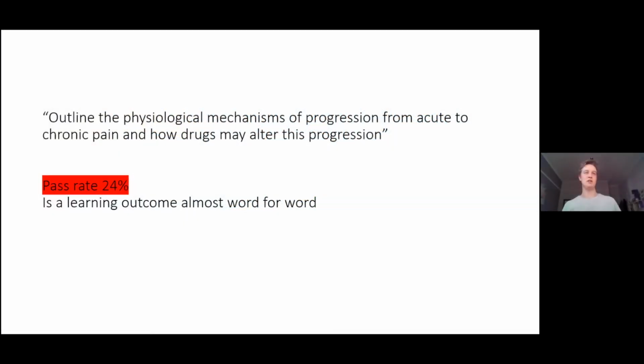So this next question is: outline the physiological mechanisms of the progression from acute to chronic pain and how drugs may alter this progression. It had a really bad pass rate, 24%, but it is a learning outcome, almost word for word. And as much as I've heard the opinion that some people consider this quite a mean question, I think it's still fair game to be asked again in the future.